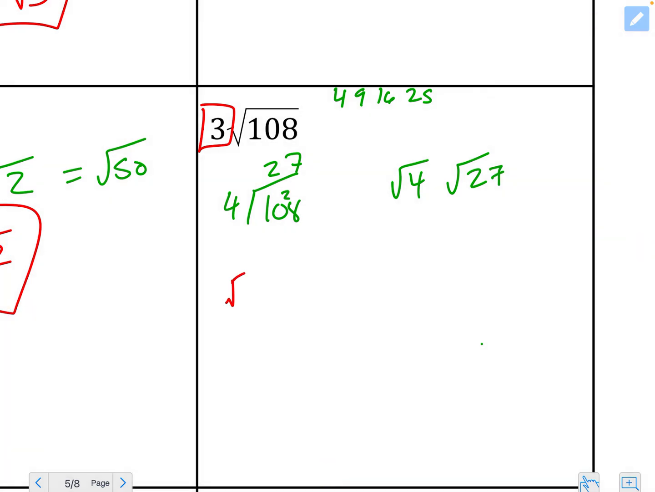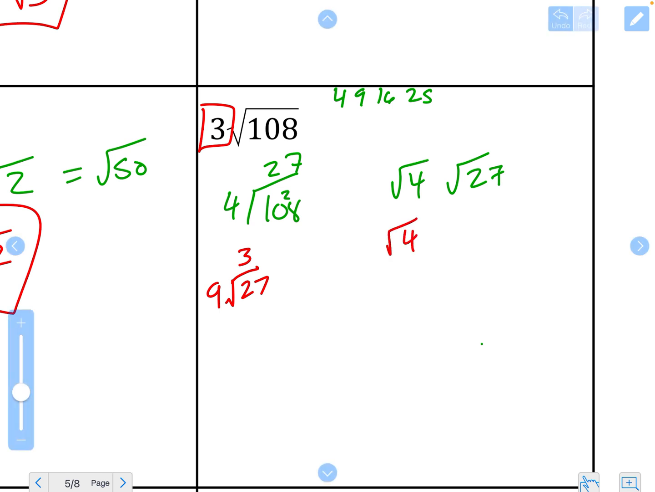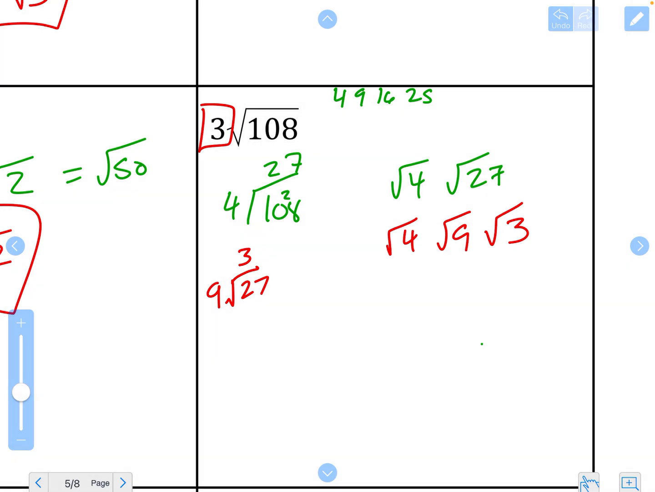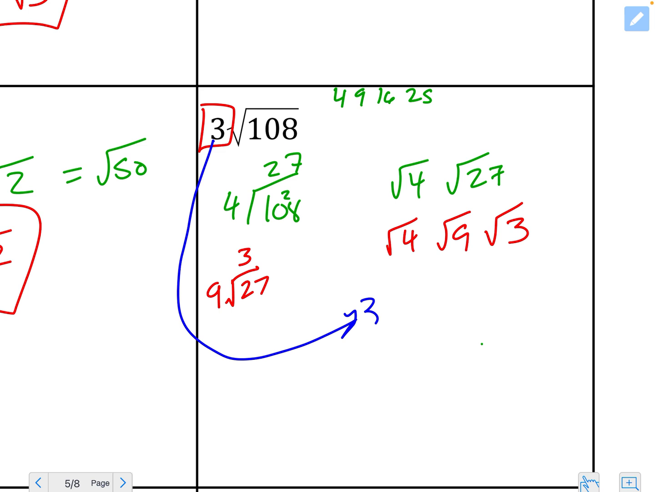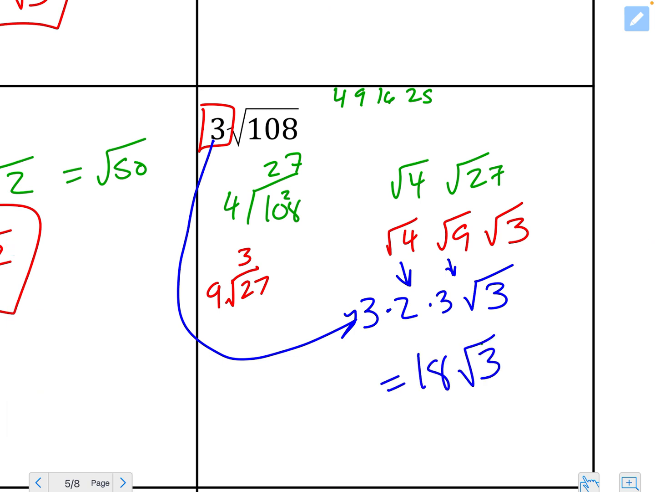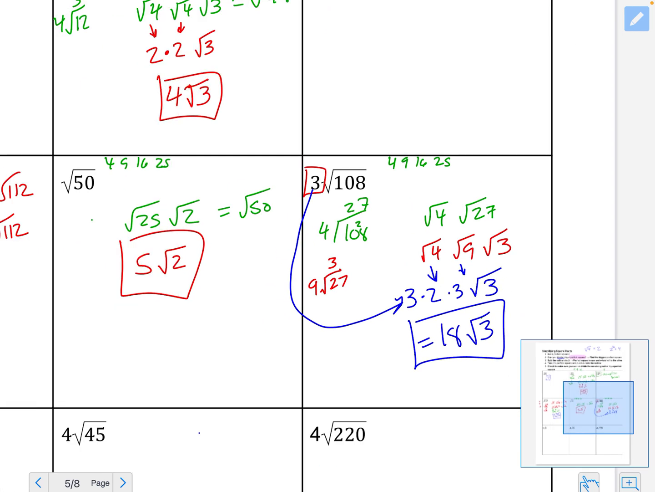Now, 27, I know I can divide by 9, which gets me 3. So the square root of 27 becomes the square root of 9 and the square root of 3. So now I'm going to take that 3 that I had at the very beginning, and I'm going to drop it down in front. Then I'm going to carry down the square root of 4 is 2, the square root of 9 is 3, and I cannot simplify the square root of 3. So now I'm going to go 3 times 2 is 6. 6 times 3 is 18, so my final answer is 18 square root of 3.